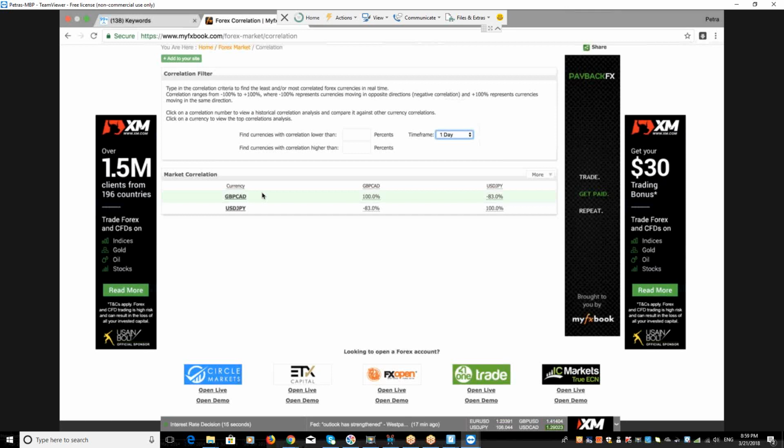Obviously, 100 means there is a correlation. I'm not quite sure, to be honest, what the minus 83 is. Does that mean there's no correlation? No, but look, this GBP CAD is with this GBP CAD, so because they're the same, it's going to be 100%, yeah? So what we're looking at is this GBP with this USD, it's negative 83%, yeah?